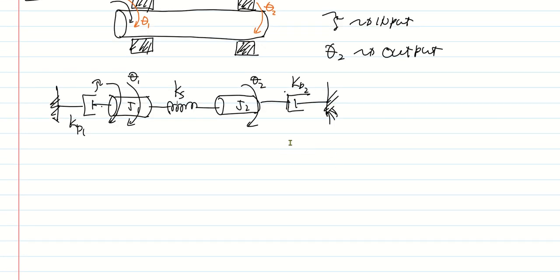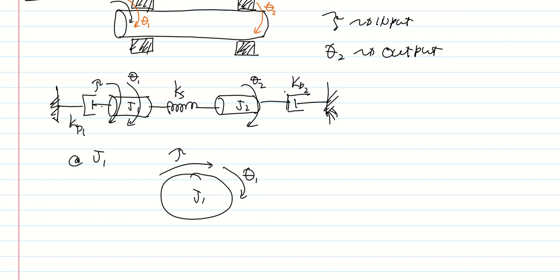To do this, we draw the free body diagram first at J1. If this is J1, then we apply our input torque in that direction. Then the displacement will also be in this direction, theta 1. Then what are the torques that are also at J1? We have the torque due to the damping, let's call it tau D1, due to KD1, and also due to the spring, tau S.